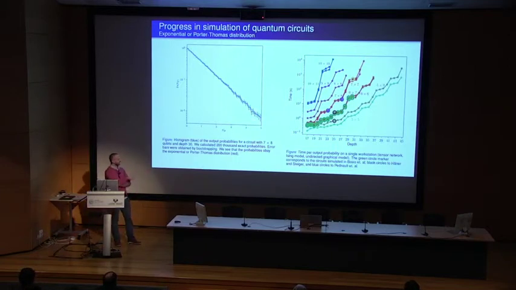In this case, it's a random circuit of 56 qubits, 7 by 8 in a 2D lattice, and depth 30 for this particular family of random circuits. And this is the result of doing 200,000 exact probabilities.